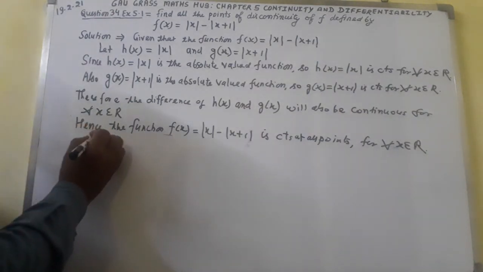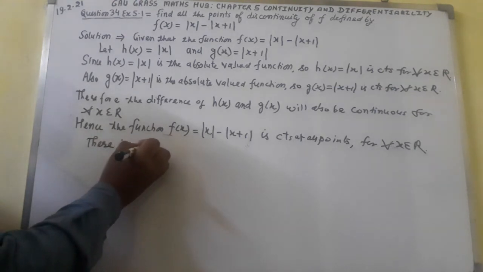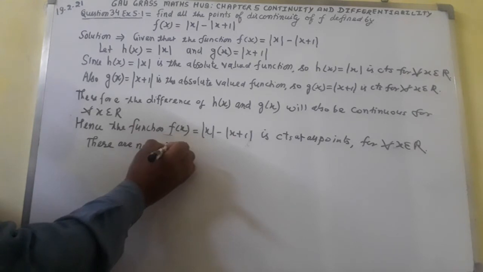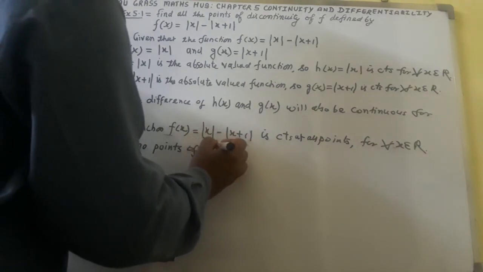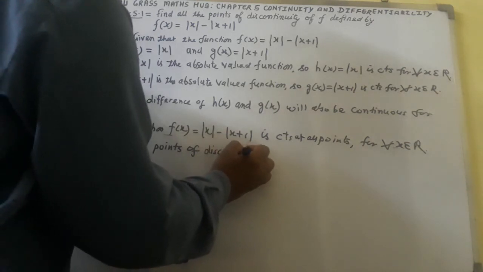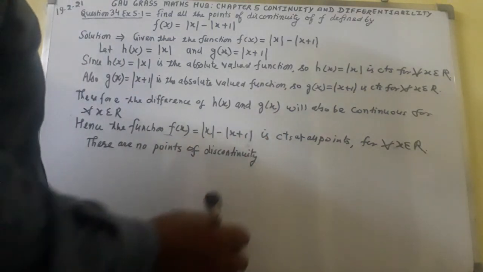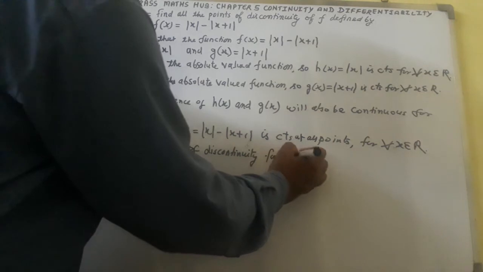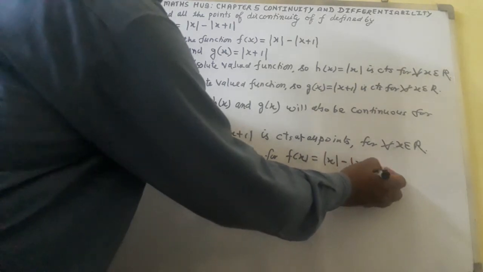There are no points of discontinuity for f of x equal to mod x minus mod x plus 1.